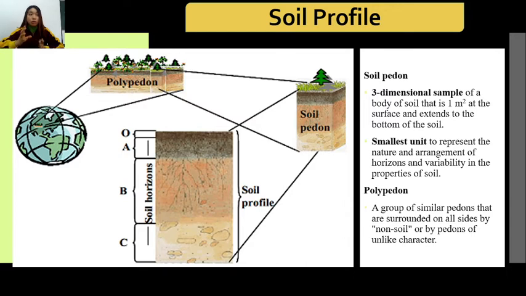You know how to differentiate a soil from a land. When you say soil, it is only the granules, the soil particles. Now, when you say land, it already has a face. So, a soil pedon, a three-dimensional sample, is already considered a land. That is why the soil pedon is considered the smallest unit to represent the nature and arrangement of horizons and variability in the properties of soil.